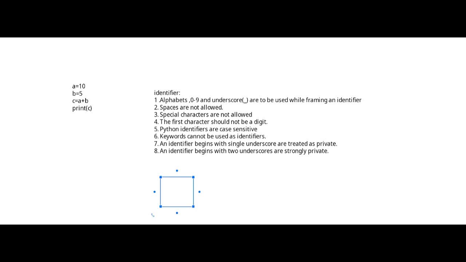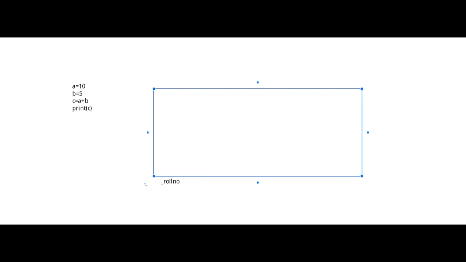Two more points I have to cover. Now tell me, is it valid? First I am writing underscore followed by roll number. Not valid. Why is it invalid? Special characters are not allowed. But there is one special character we can use, underscore. Underscore is a valid character. So it shouldn't begin with a digit.